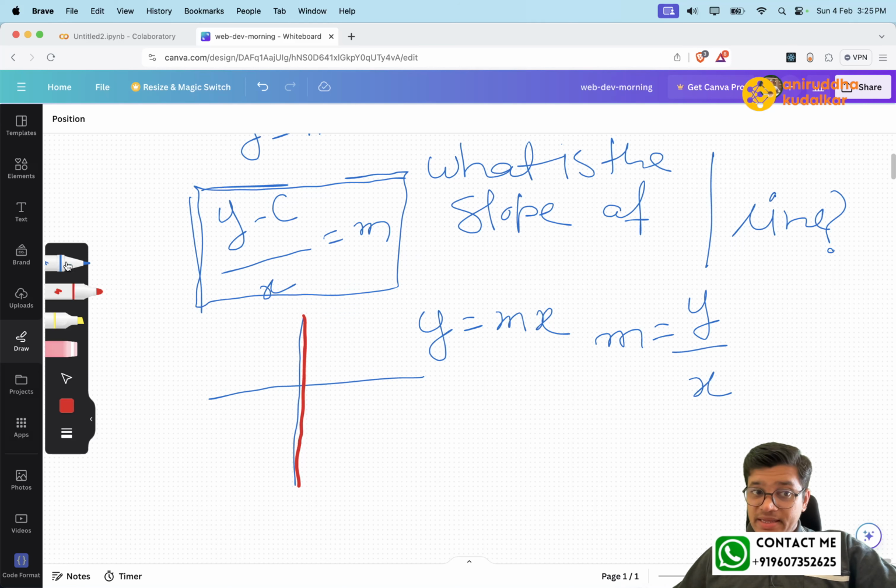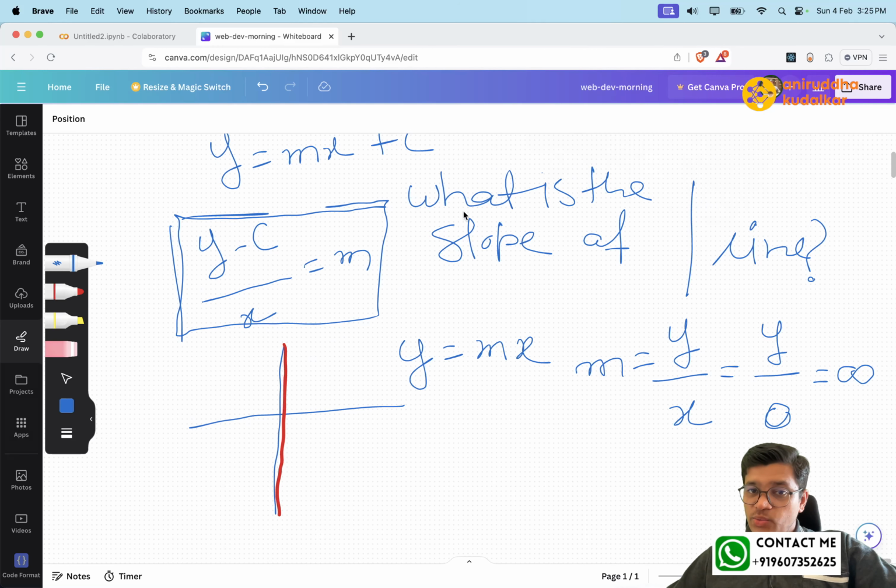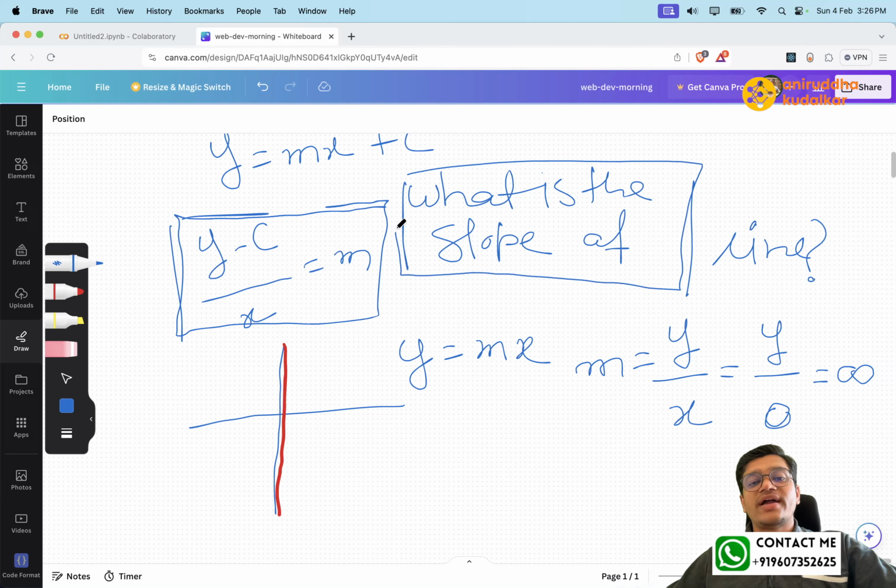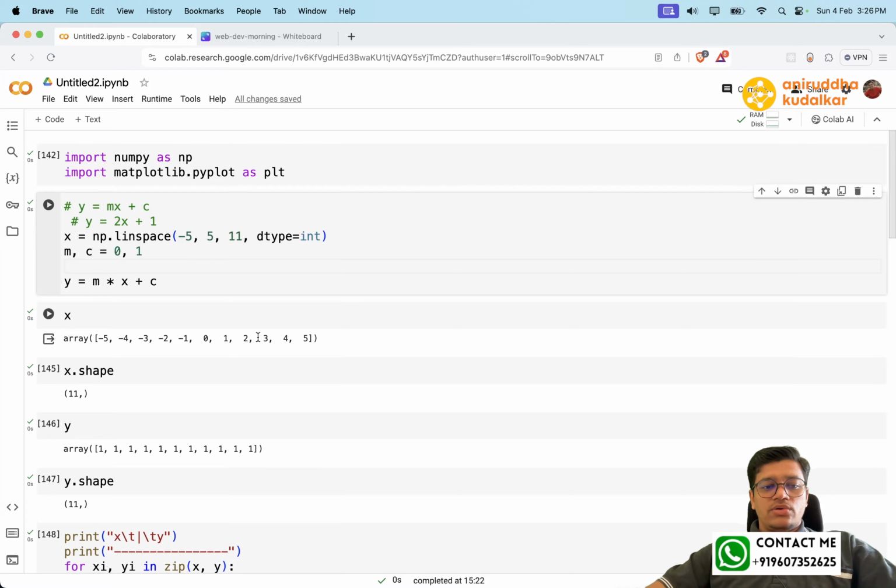In the case of a vertical line, x becomes 0. So y upon 0, which is what? Infinity. So the answer to the question, what is the slope of the vertical line, is not defined because of this calculation. I hope you have got the idea.